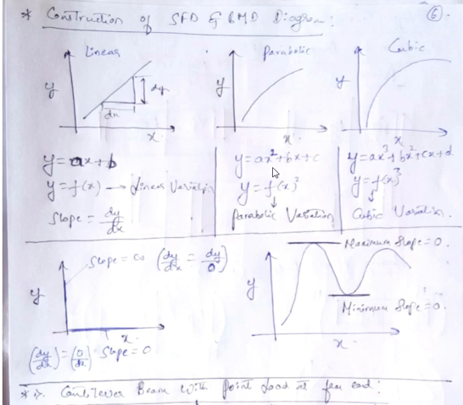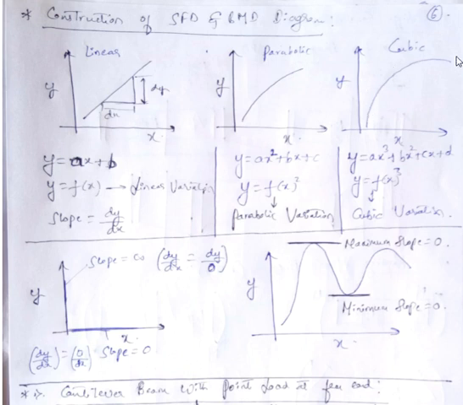But look at the maximum power of x. Maximum power of x is 2. Here it is 1, but from both of them the maximum is 2. Whenever the maximum power is 2, then the curve will be parabolic. Remember this. Okay. Then look at this graph.